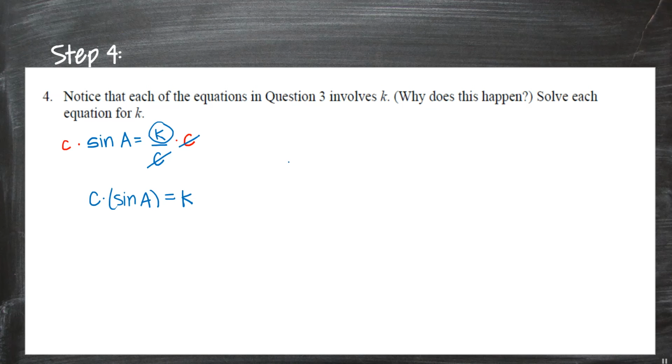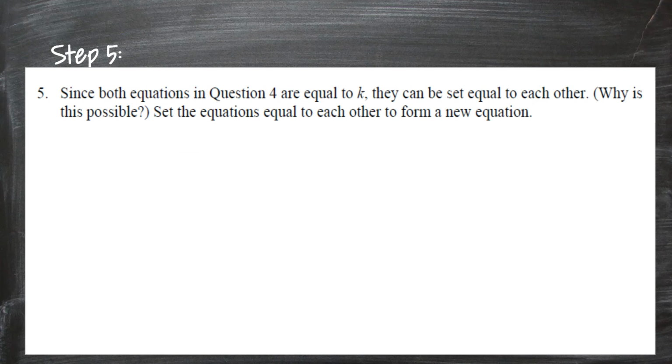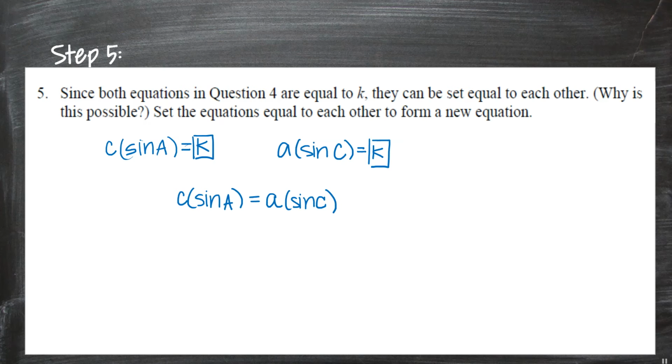Go ahead and do the same thing for the other equation with the sine of C. Did you get that K is equal to A times the sine of C? Great. So now let's move on to step 5. Since both equations in question 4 are equal to K, they can be set equal to each other. Why is this possible? So let's set the equations equal to each other to form a new equation. Did you get C times the sine of A is equal to A times the sine of C? Good. Since they were both equal to K, that means that these two expressions are equal to each other.